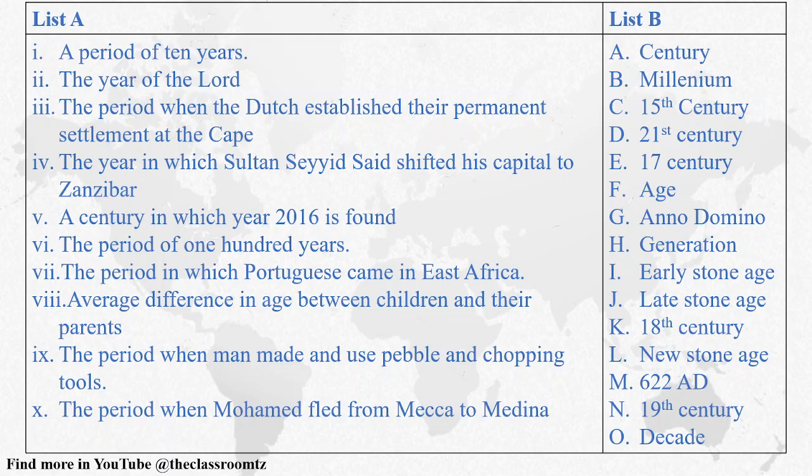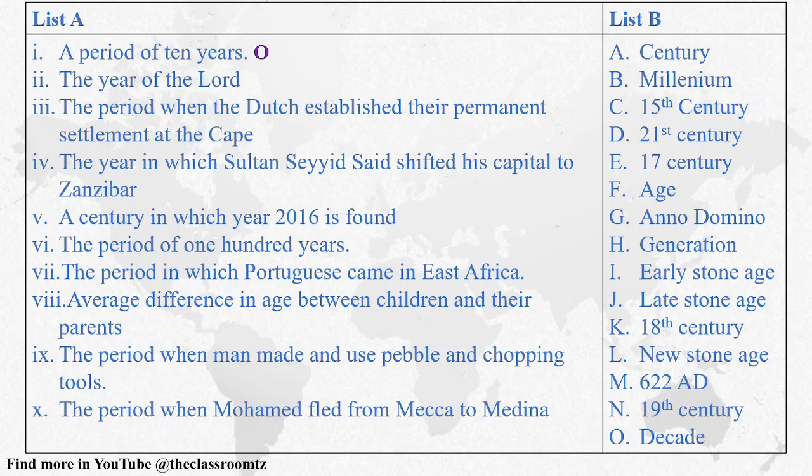Roman 1. A period of 10 years. What does it mean? A period of 10 years. And then you are supposed to select the answer from list B. A period of 10 years, actually that is called letter O, decade. Decade stands for the period of 10 years. So a group of 10 years, that is a decade.